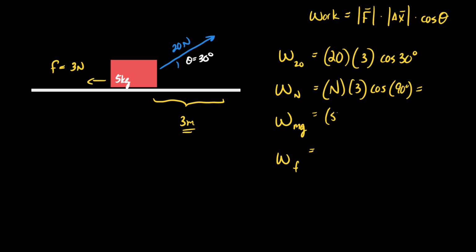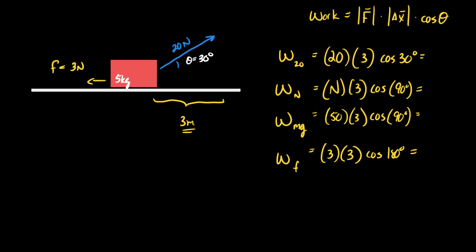Now we know the weight, it's 50. We know the box moves 3. But again, does the weight do any work on the box? Yes, no? No, cosine of 90. But friction does work on the box for sure. It's a 3 Newton force acting for 3 meters at a cosine of 180 degrees. So this should be pretty straightforward.